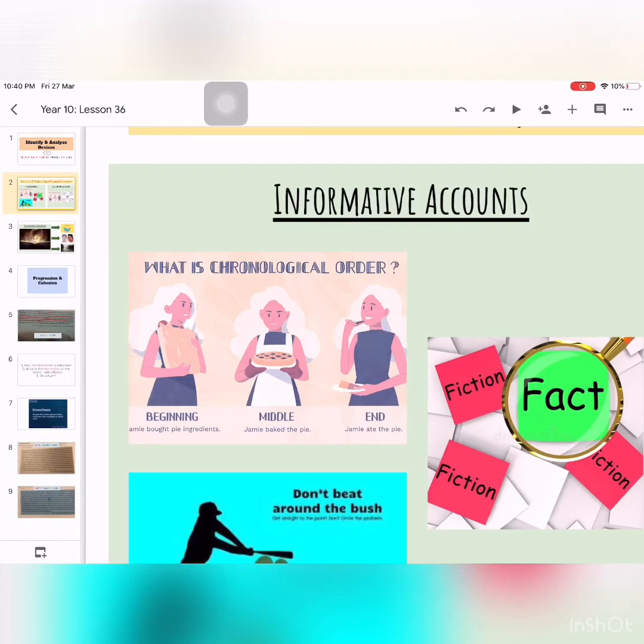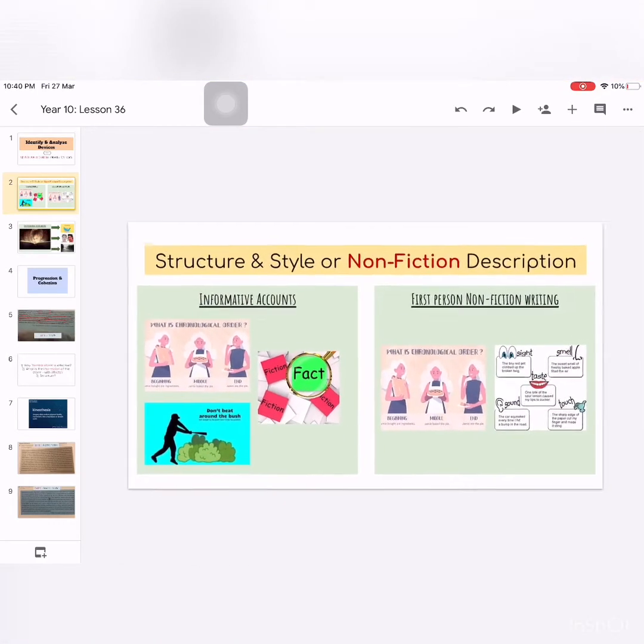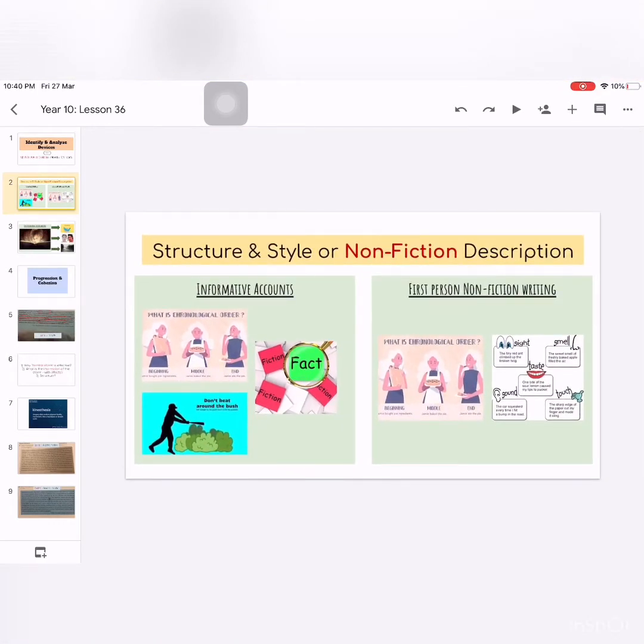And this is gonna be in an organized manner where when the examiner marks your paper, they can see the exact transition from the beginning until the end. So both styles should have a chronological order. And informative accounts, it should be factual. I'm not saying that first person nonfiction writing is not factual, but actually, I forgot to put factual over here, but both need to be factual.